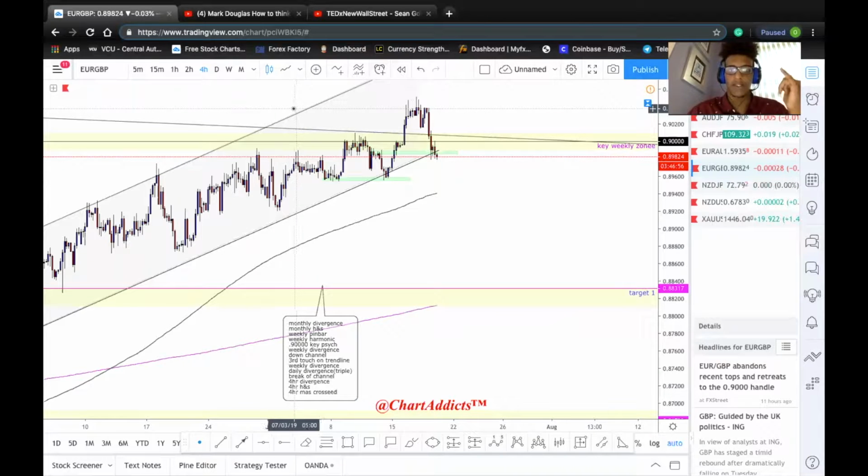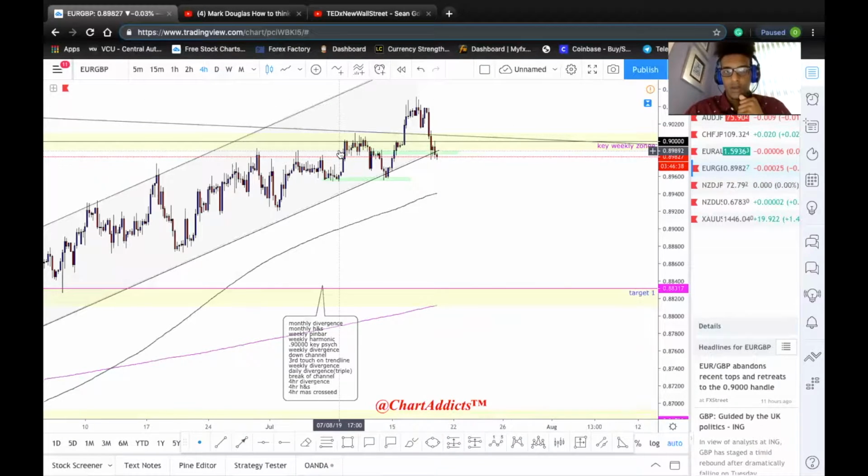We had some monthly divergence, a monthly head and shoulders, a weekly pin bar from last week, harmonic, okay, and then we are at the 90,000 psychological region. Okay, so we do have some weak rejection and a strong daily closure.